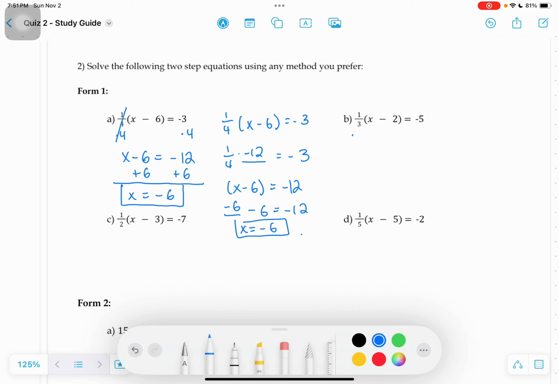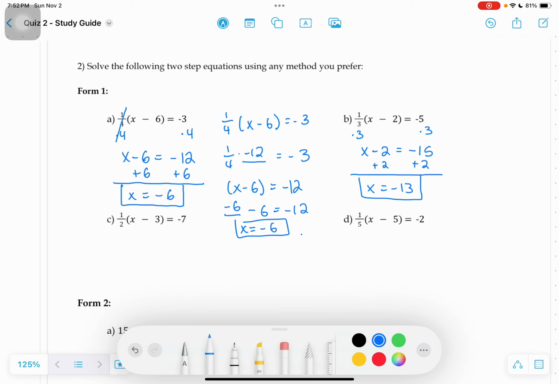Let's see this next equation. Again, let's try it with inverse operations. Multiplying by 3 on both sides, I end up with x minus 2 equals -15. I can add 2 to both sides. X equals -13.